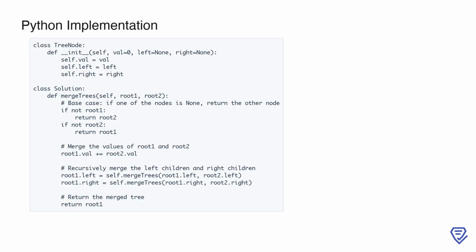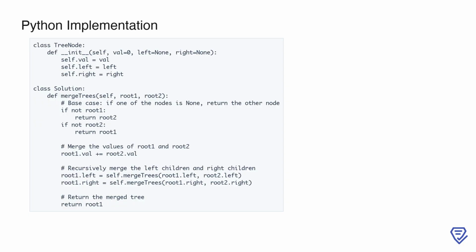Next, the function recursively merges the left and right child nodes of root1 and root2. The results of these recursive calls are assigned to root1.left and root1.right, respectively. This ensures that the entire tree structure is processed and merged. Finally, the function returns the modified root1, which now represents the root of the merged tree.